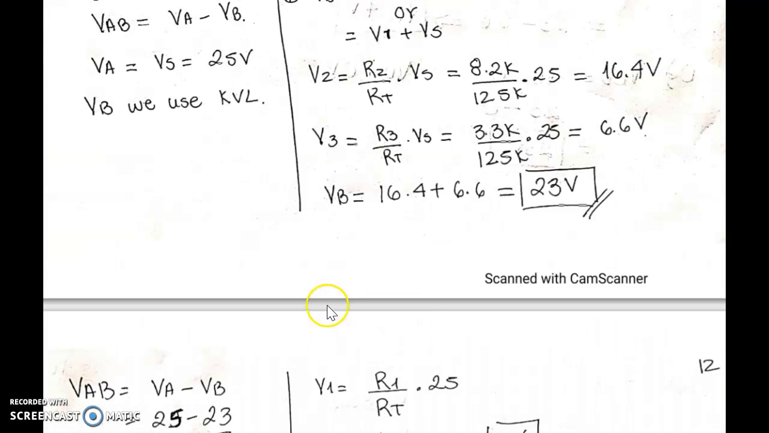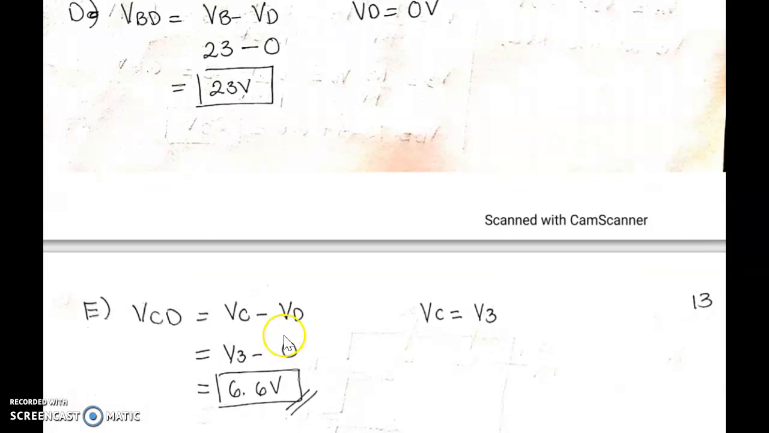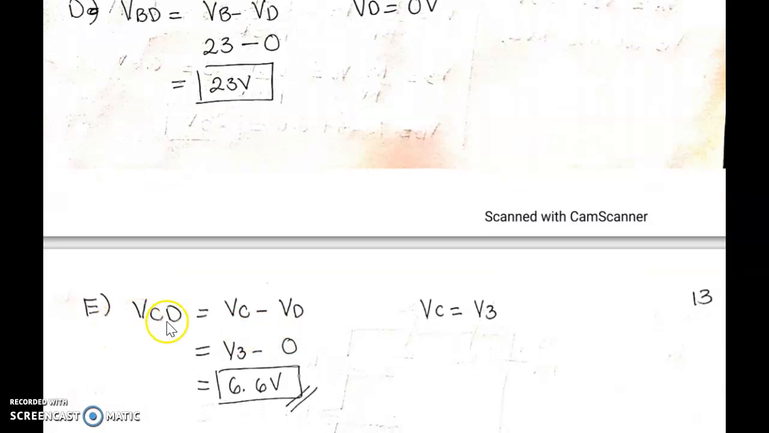And then point D. Point D right here is just ground, because I'm connected to ground. So VCD is going to be voltage C, which is voltage V3. Voltage VD is just 0, so my VCD is going to be 6.6 volts.